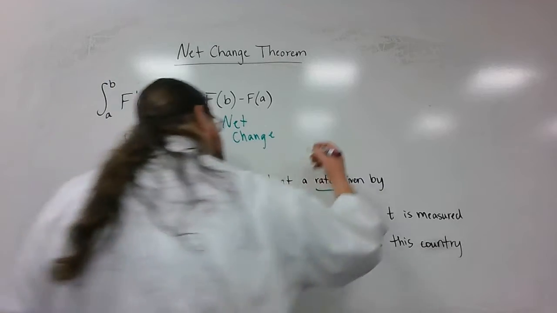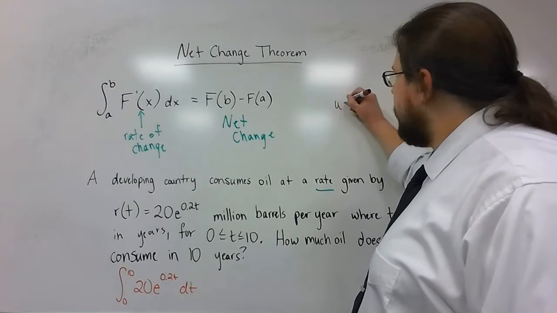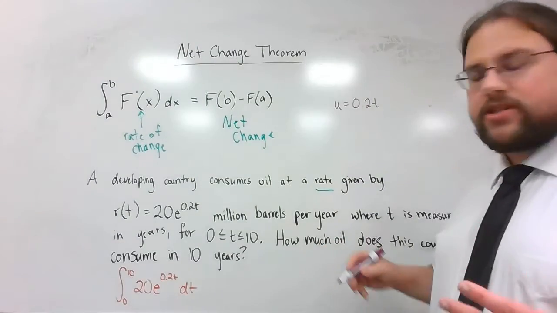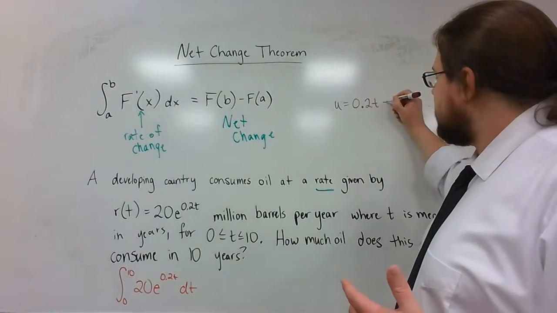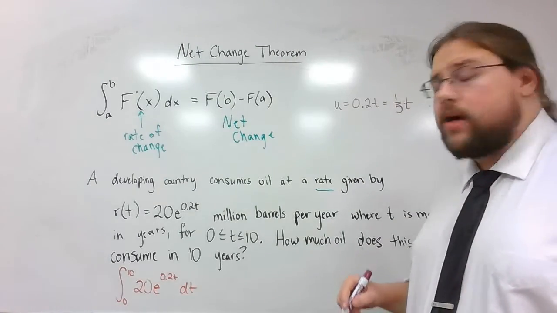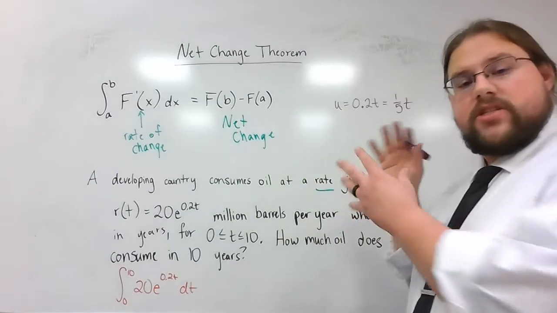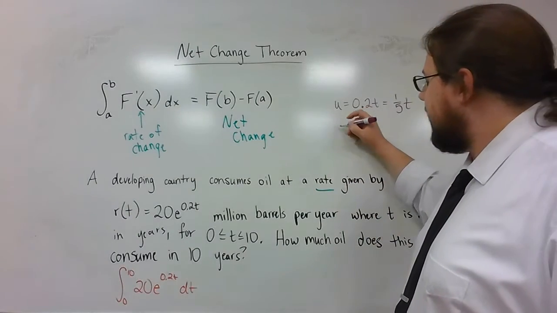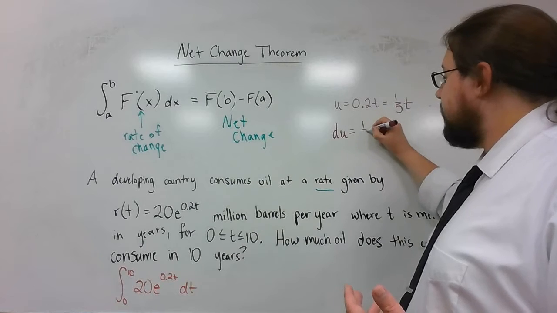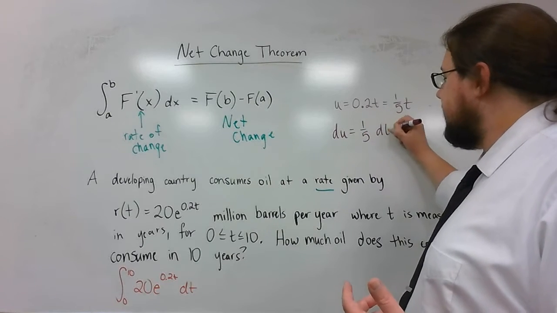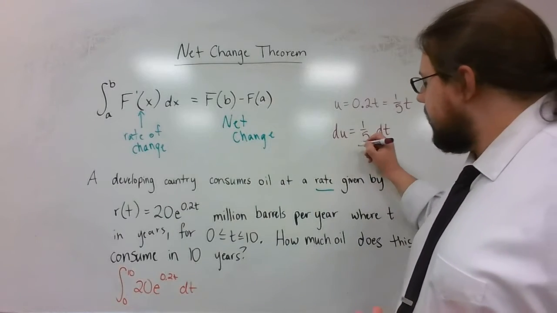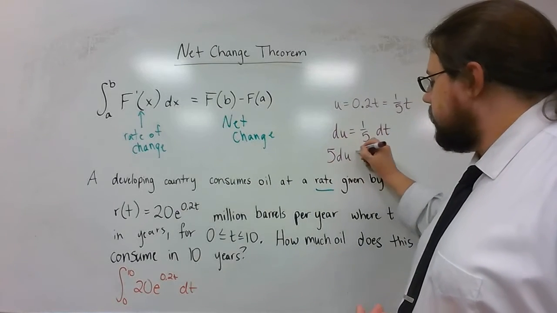So what I'm going to do here is use a u substitution where u is 0.2t. In case you want to write that as a fraction because it might actually help you in the end, that's 1/5 of t. Now, we're going to take this u, find the derivative of it, and apply u substitution. So du is equal to just 1/5 of dt. So if I want to switch out this dt for a du, that's actually going to be 5 dus for that dt.